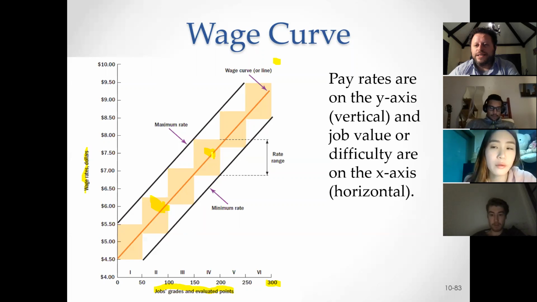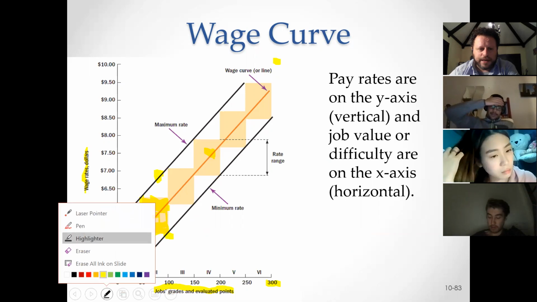But what we use is a pay grade, right? With this wage curve, it's not like if you have 100 points, you only earn this, and if you have 105 points, you earn 10 cents more, and if you have 110 points, you earn 20 cents more. Instead, we have a range. The range here goes from about $5 to about $7, right? And this square is a grade. So this is, let's say, grade 1. Here's grade 2.